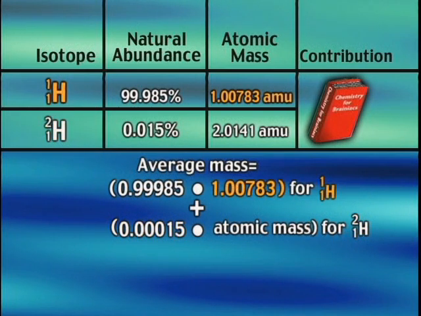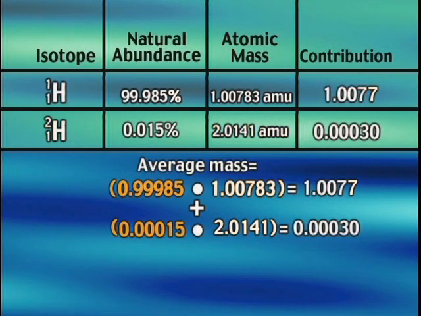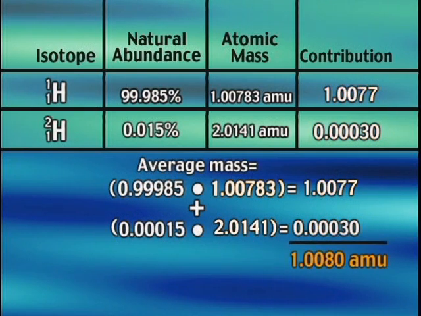The mass of the first isotope is 1.00783 AMUs, and for deuterium, 2.01410 AMUs. Multiply the mass of each isotope by its natural abundance. Notice that when we're dealing with natural abundance, we have to slide our decimal 2 places to the left since they're really percentages. Now, we add the two products together. The result is 1.0080 AMUs, the average atomic mass of the hydrogen isotopes.